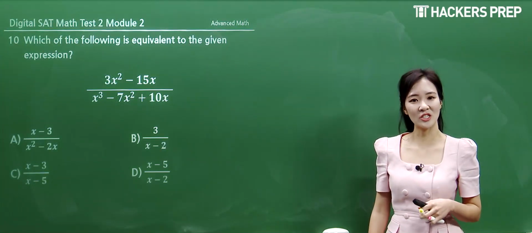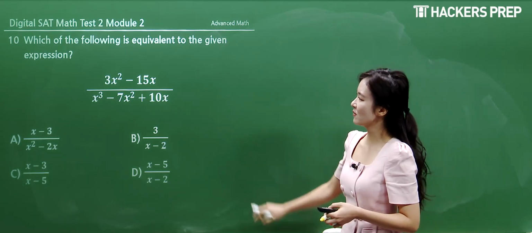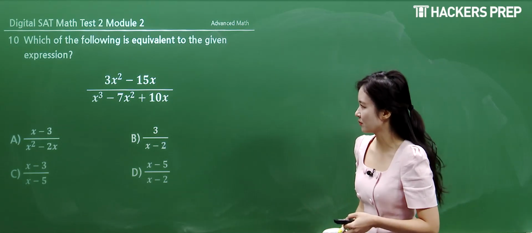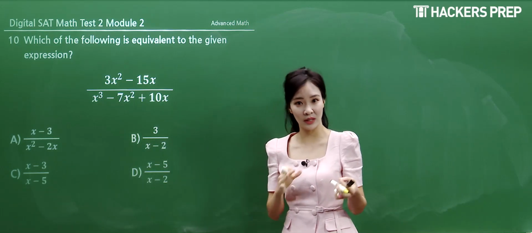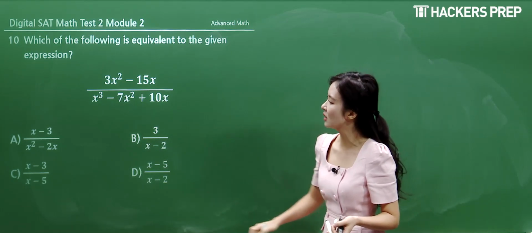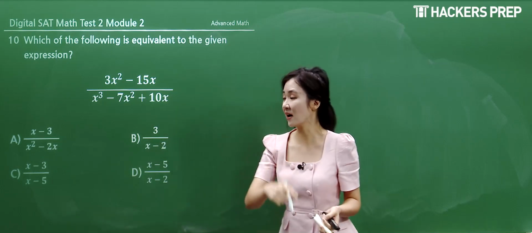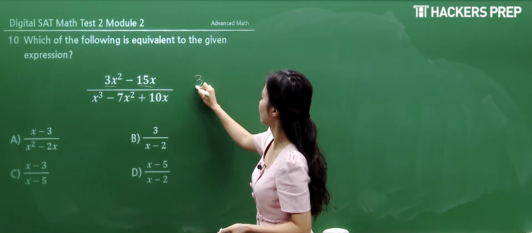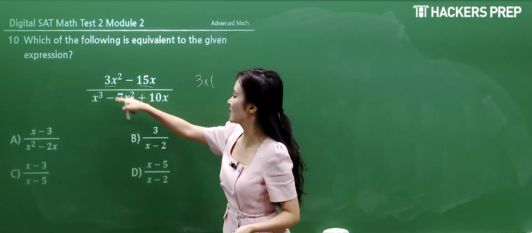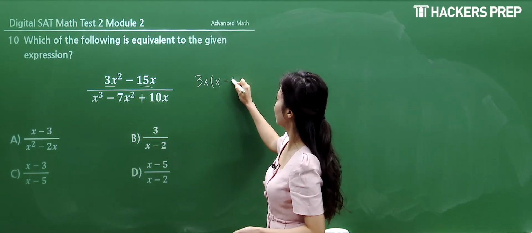Okay. Question 10. Which of the following is equivalent to the given expression? It seems like there are some simplifications that we can do here, so let's go ahead and get that done. In the top, we can probably factor out 3x. That's the common factor for both of the terms. If we do that, then this ends up being x minus 5.